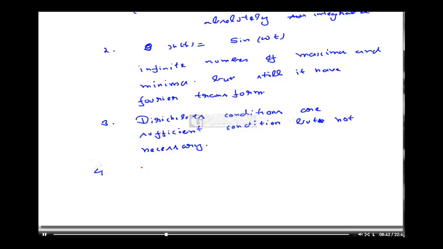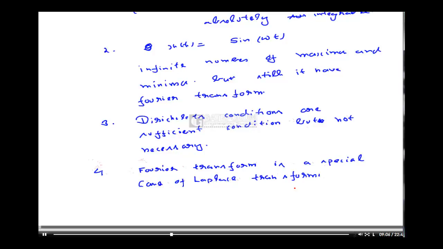Okay, so these are the conditions. The fourth point, other than the Dirichlet conditions: the Fourier transform is a special case of the Laplace transform. In the Laplace transform we have s equal to sigma plus j omega. If sigma equals 0, s becomes j omega, which is called the Fourier transform. So these are the four points that should be remembered. Now we will proceed further.